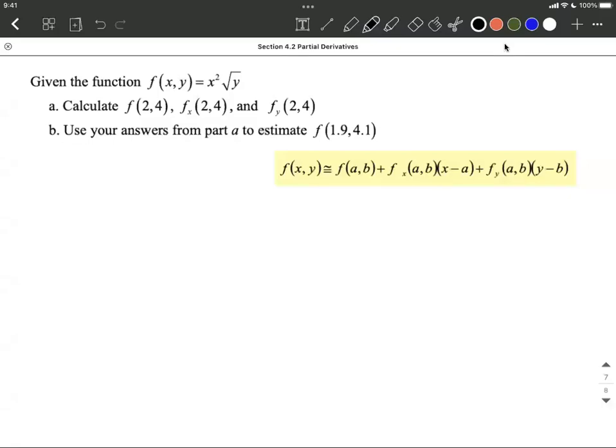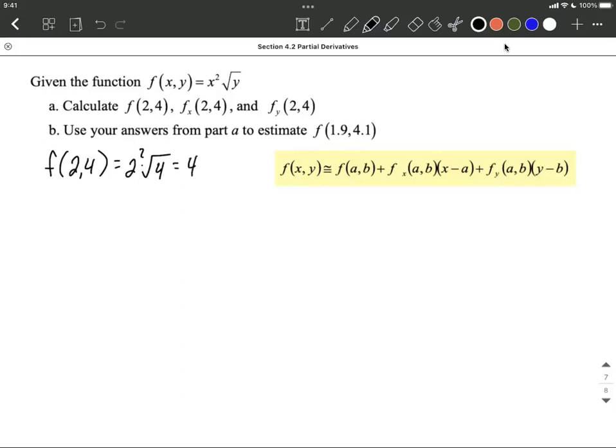Okay, we're given a function f in two variables, x and y: x squared times the square root of y. We're asked to calculate f of 2, 4. So that simply means f of 2, 4 is when you replace the x in the original function with a 2 and the y in the original function with a 4.